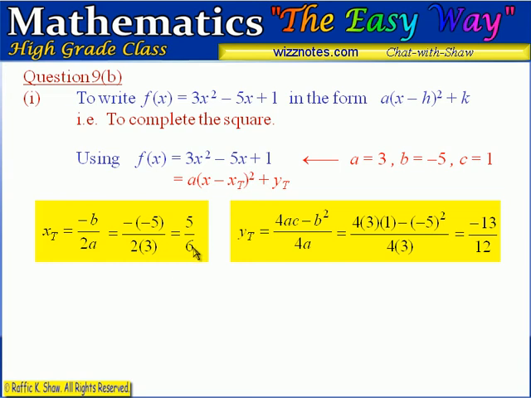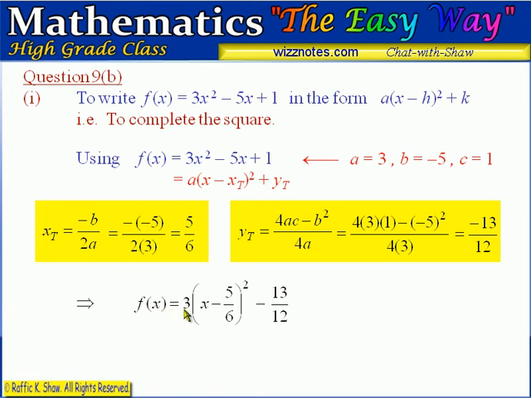So now that we have our xt value and our yt value, and we know that a is 3, we can go ahead and place these values in this vertex form such that f of x becomes a, which is 3, into x, that's this x, minus, that's this minus, xt. Xt is 5 divided by 6 from here, so that's the xt value. We should remember to place this square outside the bracket, and then we want plus yt. Plus yt is -13 over 12, and therefore plus yt is -13 over 12 here. And this is f of x in the vertex form with the square completed.